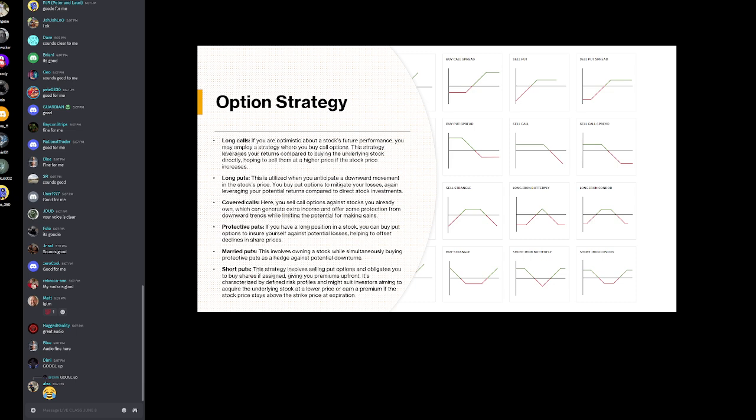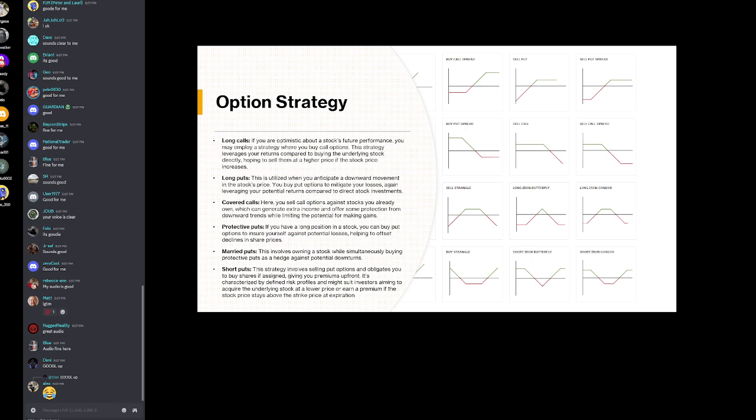Not long-term, it came back, but anyway. So married puts, this involves owning a stock while simultaneously buying protective puts as a hedge against potential downturns. This is basically me. Short puts, this strategy involves selling a put option and obligates you to buy shares if assigned, giving you the premiums up front.